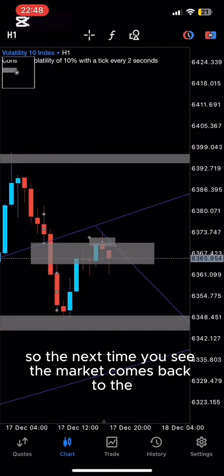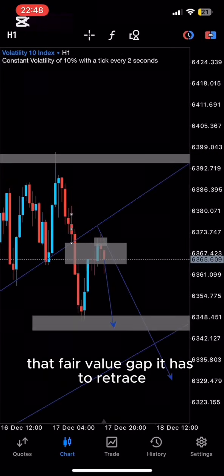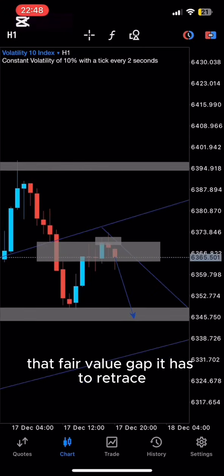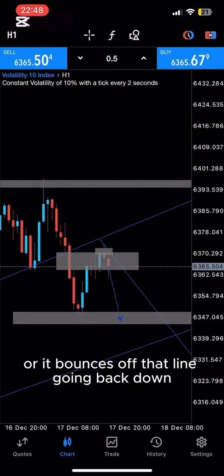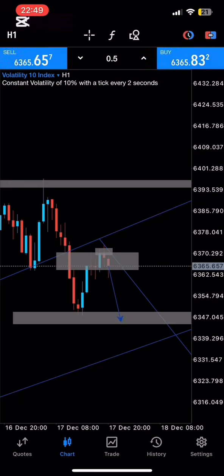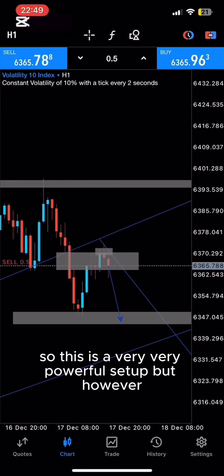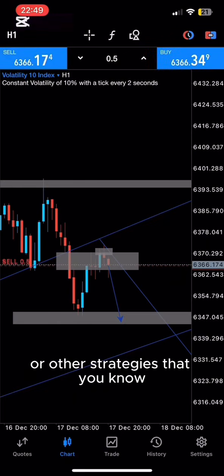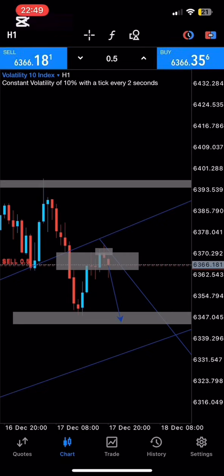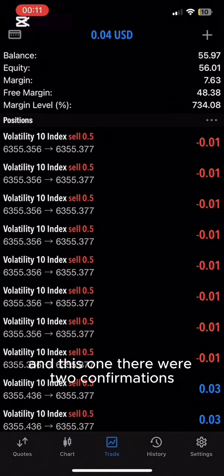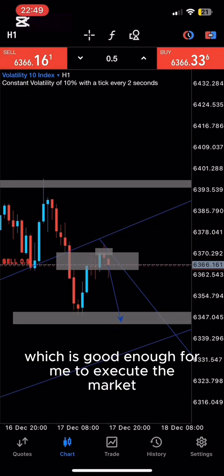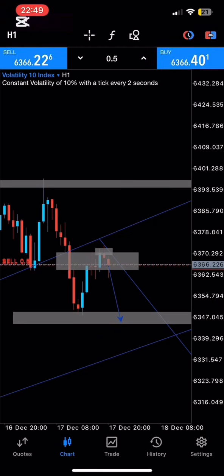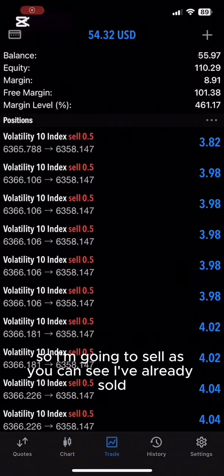So the next time you see the market comes back to that fair value gap, it has to retrace or it bounces off that line going back down. So this is a very powerful setup, but however, you can use it in conjunction with other trades or other strategies that you know. But in this one, there were two confirmations, which is good enough for me to execute the market. So I'm going to sell. As you can see, I have already sold.